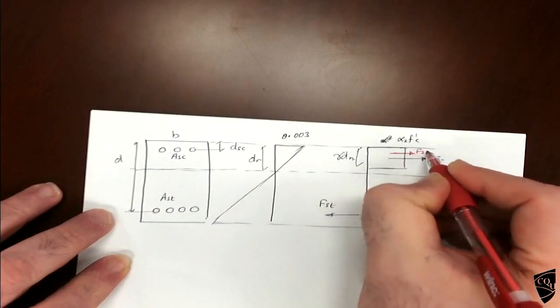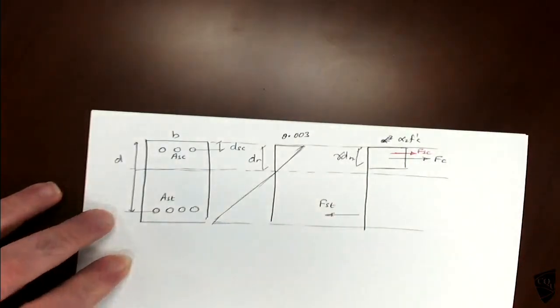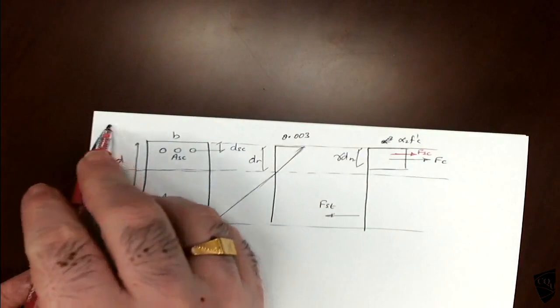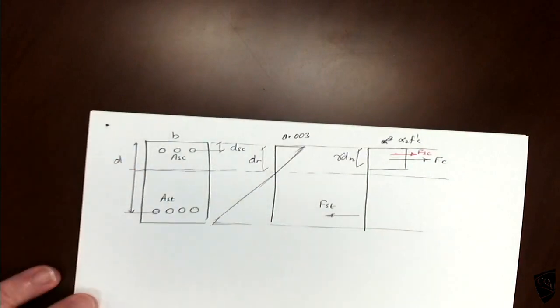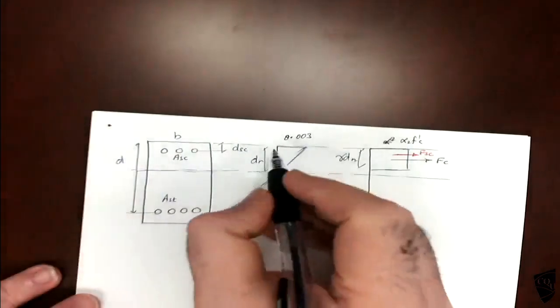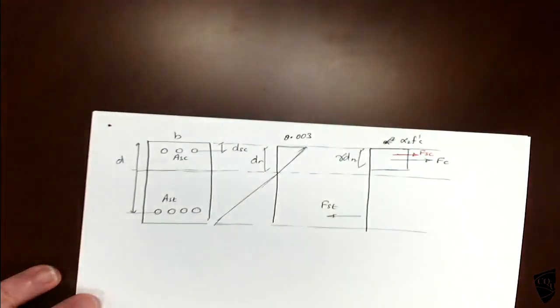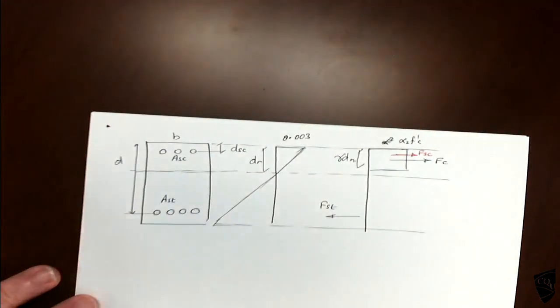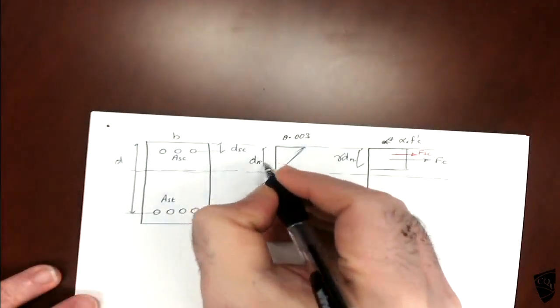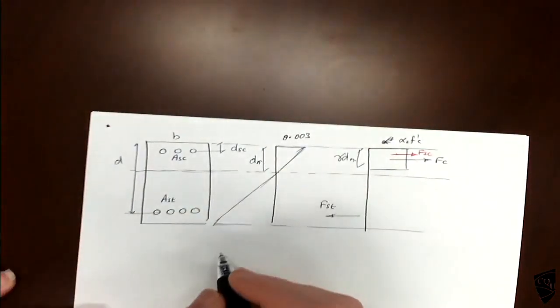This is FSC, that is an extra term because of the compression reinforcement. Okay, all others are same. So I don't know the dn value at the moment. So I will write the equation for each and everything.